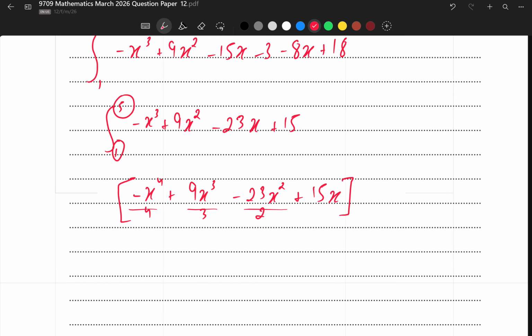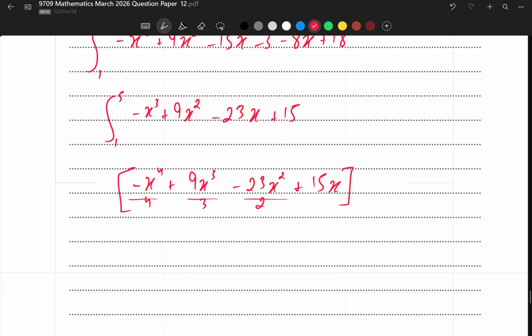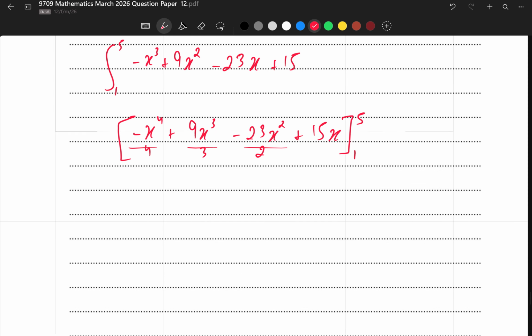So when there are limits, we do not put the + c, which is called the constant of integration. The upper limit is 5, so we'll put 5 first, then subtract by putting x = 1, and we'll get the final answer as 4.